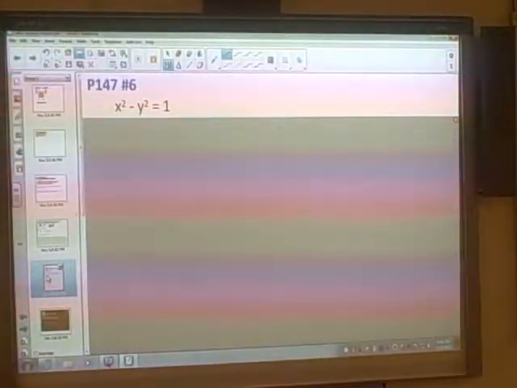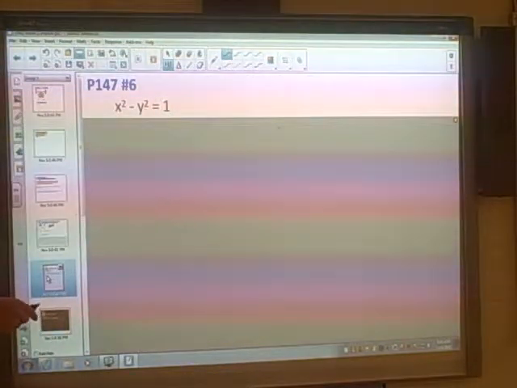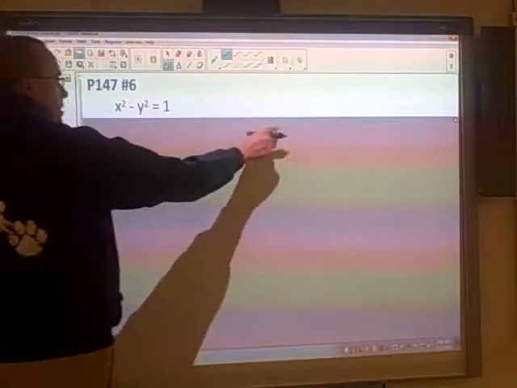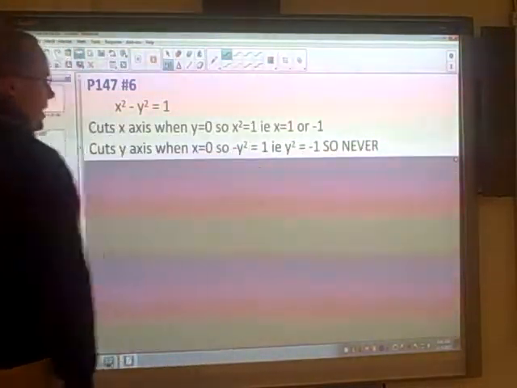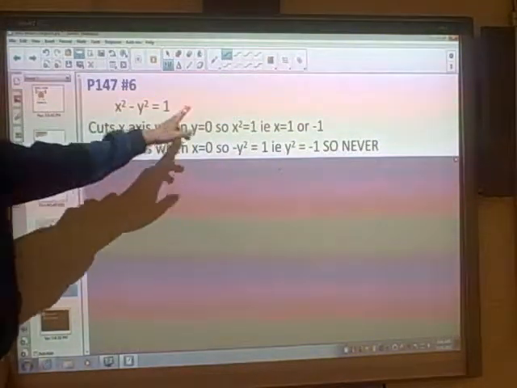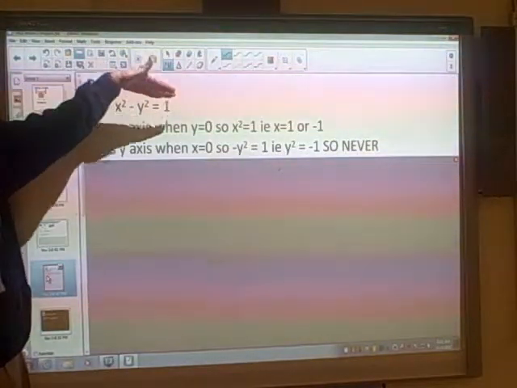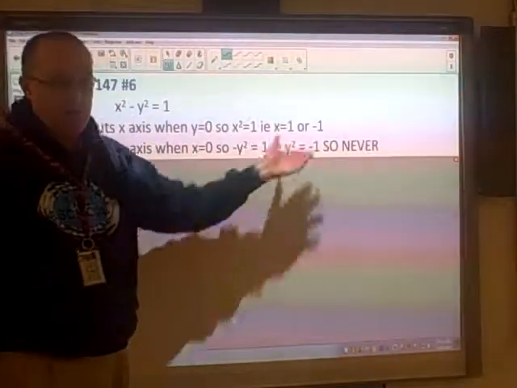Now we'll look at the first part of this question. This is from page 147, number 6, and we're given this equation here. And the first question asks about when does it cut the x-axis and when does it cut the y-axis. So a very common question, x-intercepts, y-intercepts. So it cuts the x-axis when y equals 0. So if we substitute 0 into here, we just get x squared equals 1. So in other words, 1 or negative 1.